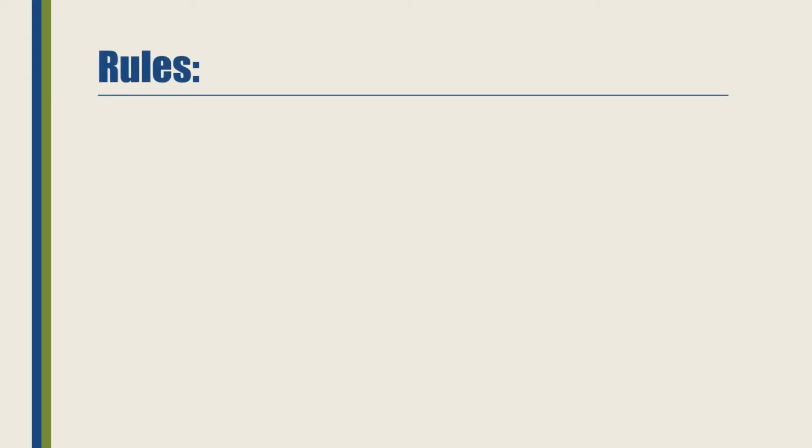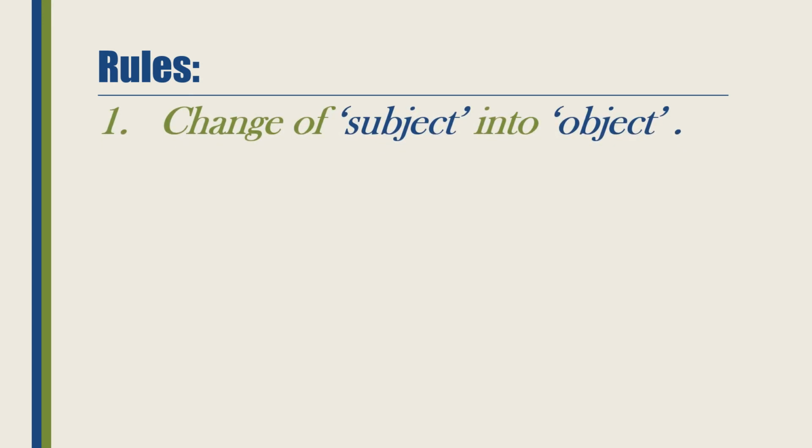Now here are the rules related to active passive voice. You should know about them while you are changing from active to passive voice. The first one is change of subject into object. Subject is the person who is doing work and object is the person or thing who is receiving an action. It means that subject will be at the start of the sentence in active voice and object is at the end of the sentence in active voice. But in the passive voice, we will use object at the start of the sentence and subject at the end of the sentence. So the first rule is we have to change the place of subject into object. We have to use the subject at the end of the sentence.